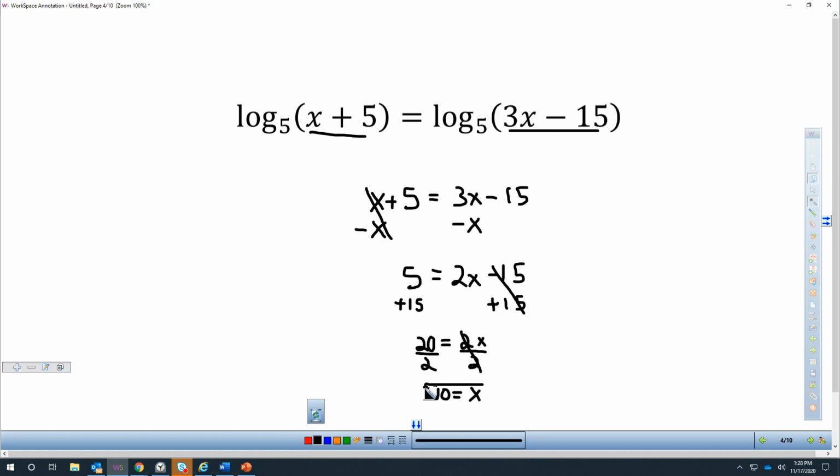And just to highlight this idea again, let's say we put 10 back in here for x. You've got 10 plus 5, so that's 15. Okay, and then you've got 3 times 10, which is 30, minus 15 is 15. So basically, on both sides, I got log base 5 of 15 is equal to log base 5 of 15. So those are obviously going to be the same. So because x equaled 10, these things came out to be equal.